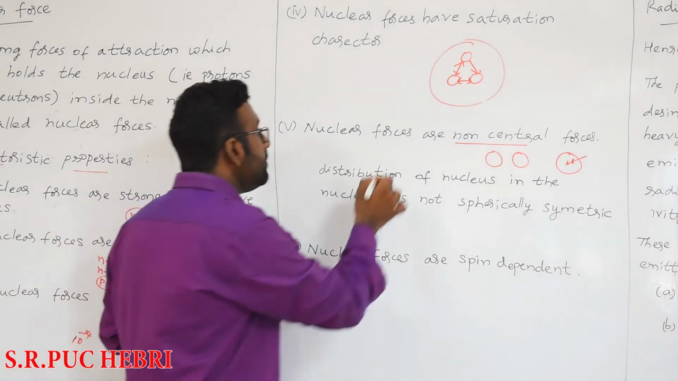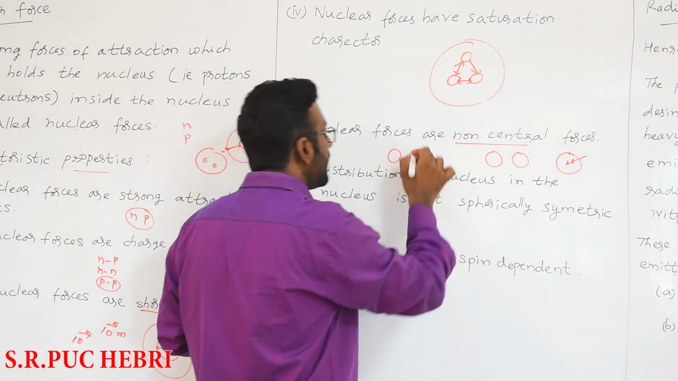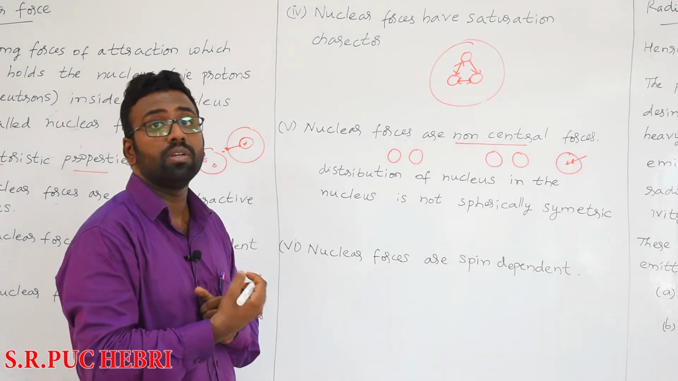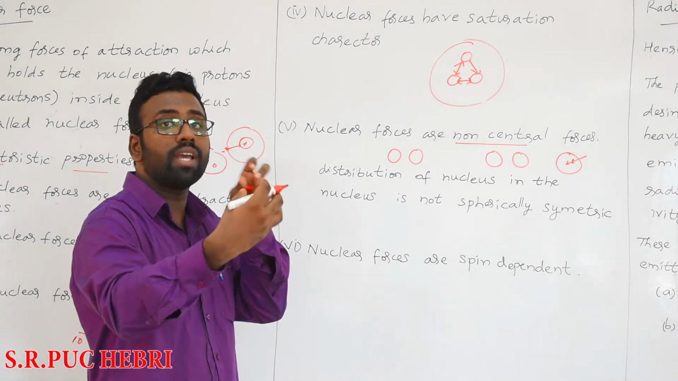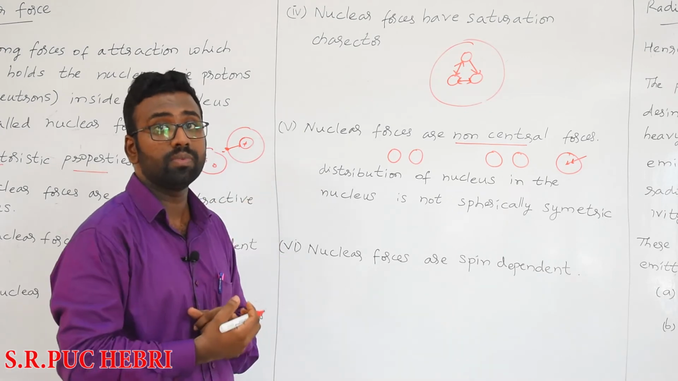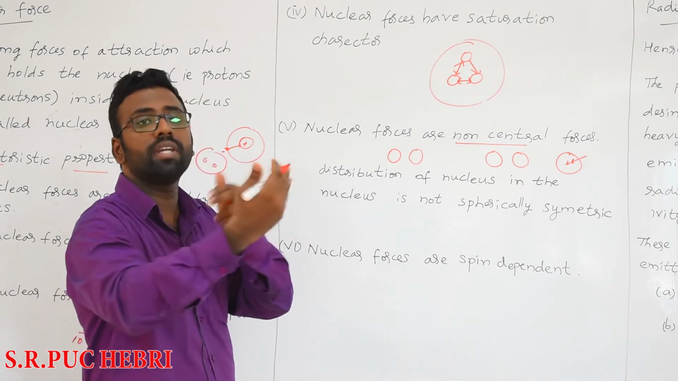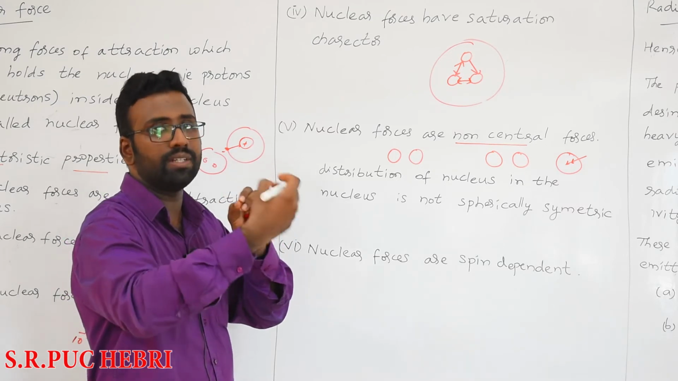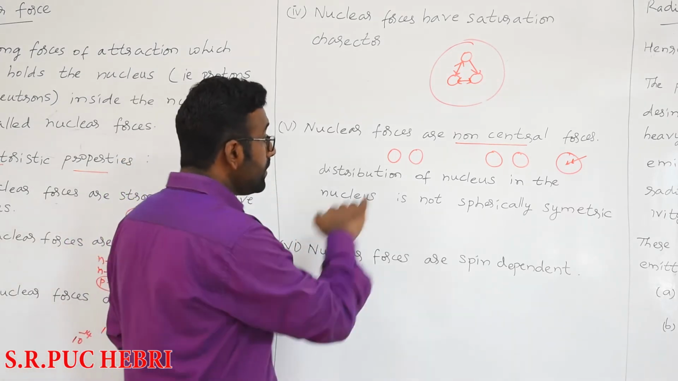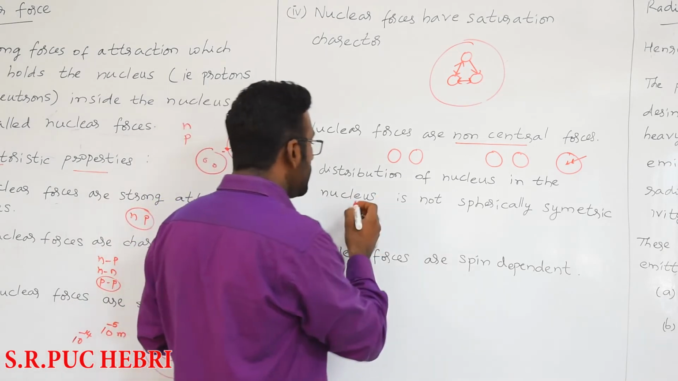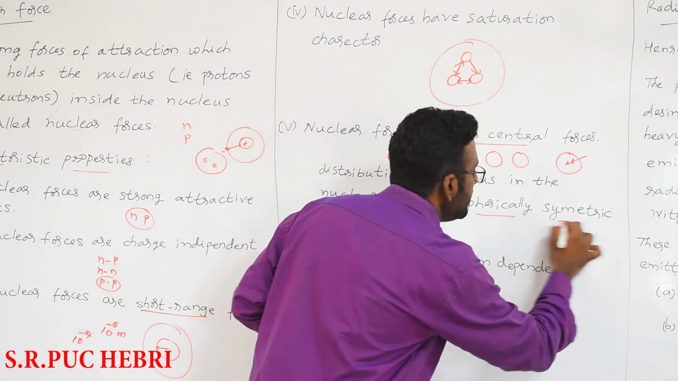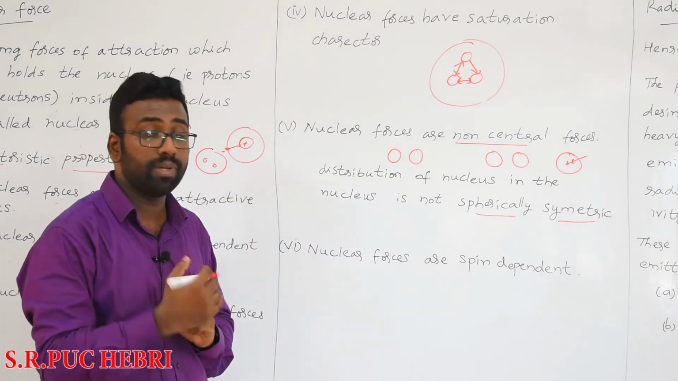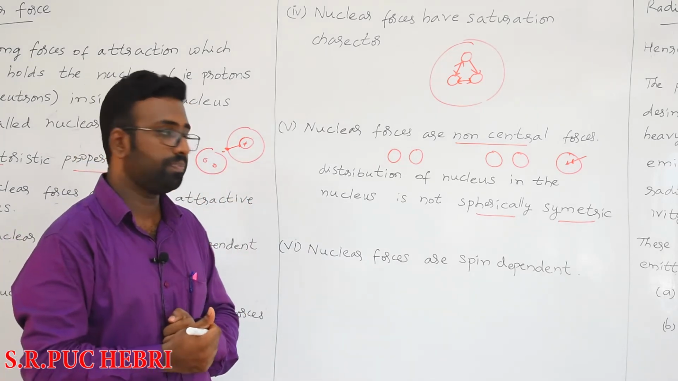Then the interaction between the nucleons inside the nucleus will not be central. The force won't act along the line joining the centers. It will be slightly different from the exact center. Then this denotes that the distribution of the nucleus is not spherically symmetric. We cannot have an exactly spherically symmetric structure for the nucleus.